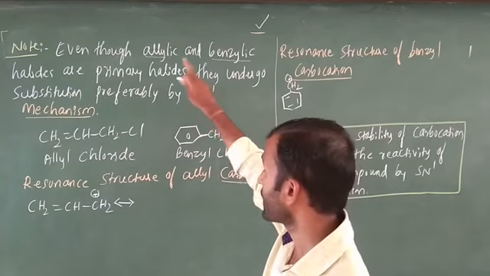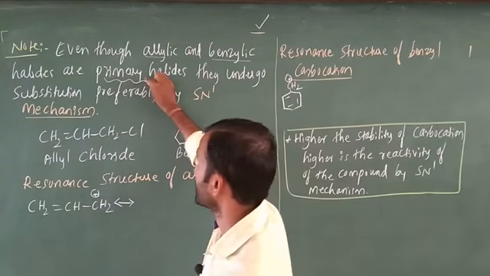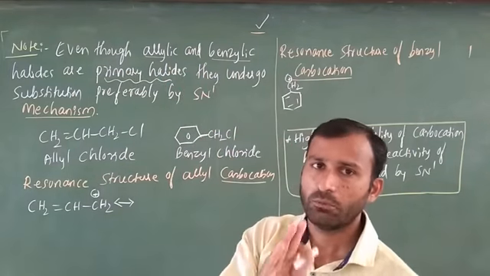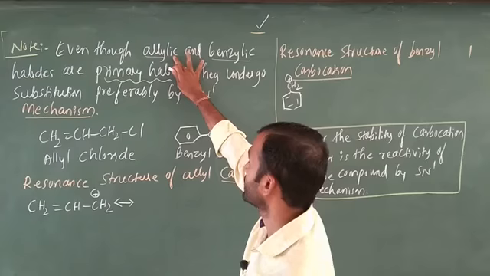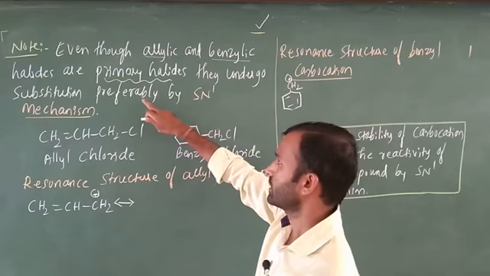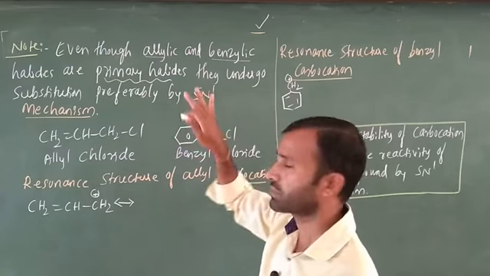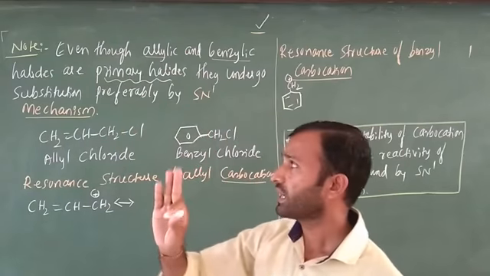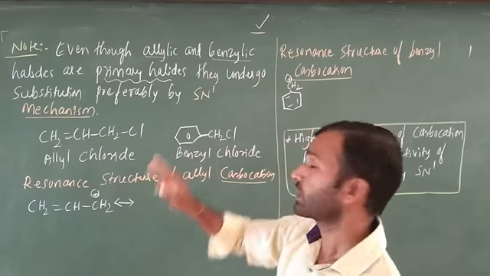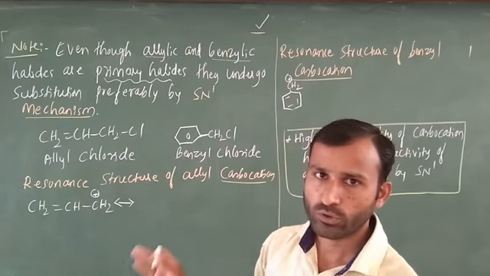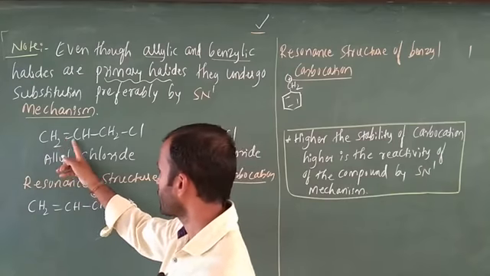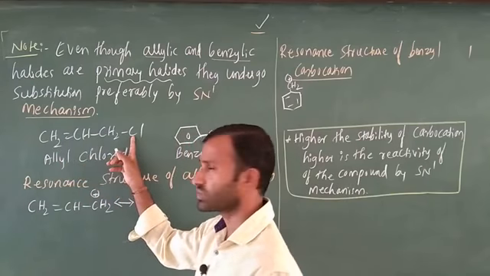If it is a primary halide, particularly allylic and benzylic, bear in mind these two have a different property. That is why in this case the substitution is preferably by the SN1 mechanism. Why allylic and benzylic can undergo the SN1 mechanism, that point we are going to study. Here, this is CH2=CH, next is CH2Cl.